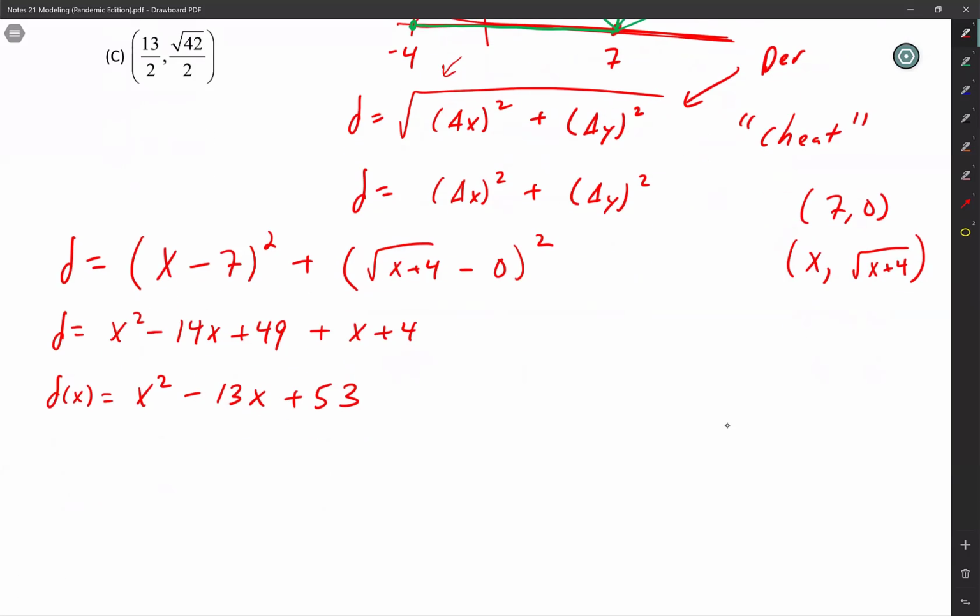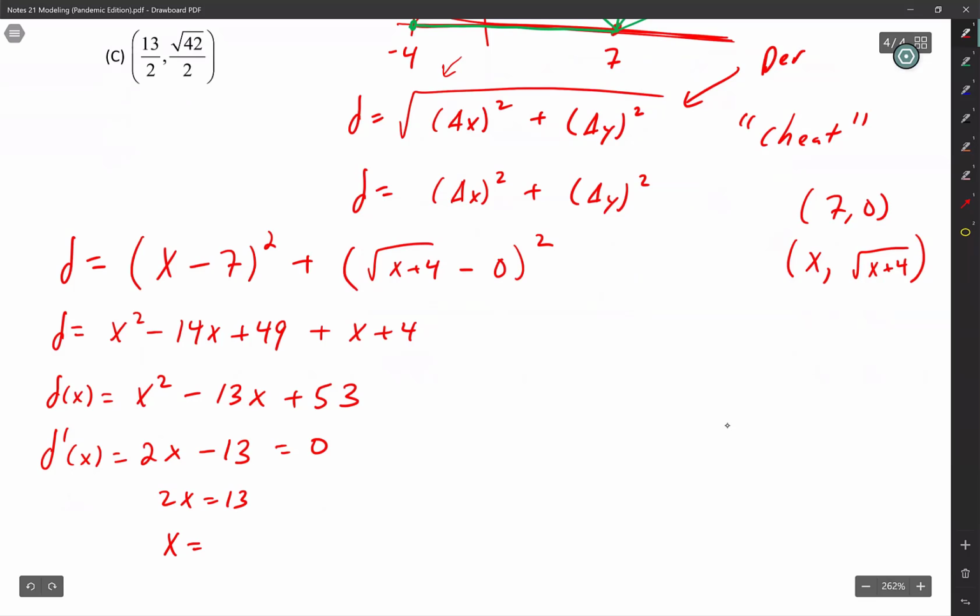This is what I'm going to take a derivative of. D prime of x equals 2x minus 13. Equal that to 0. 2x equals 13. x equals 13 over 2. You were right, Viacana. 13 divided by 2. Oh, no, you were almost right. And not directly above it, but very close.